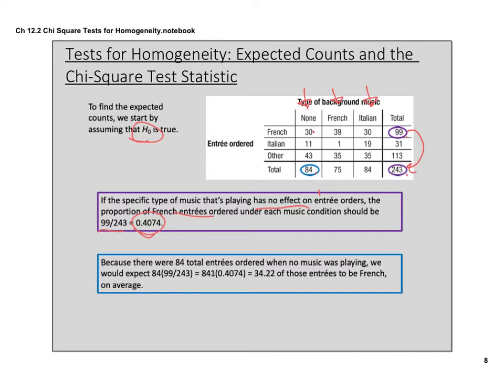Okay. So because there were 84 total entrees with no music playing, we would expect that 84 times that proportion, or in other words, 34.22 of those entrees would be French on average. So the expected count for this number right here is 34.22, but the actual data gave us a 30. So then the question is, is that statistically significant of a difference?